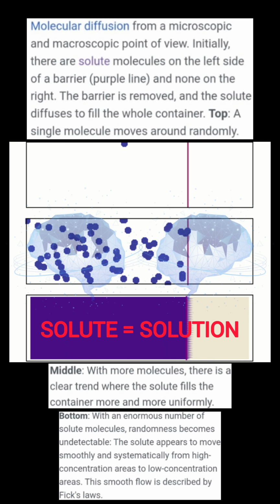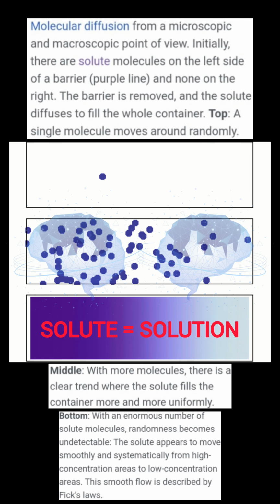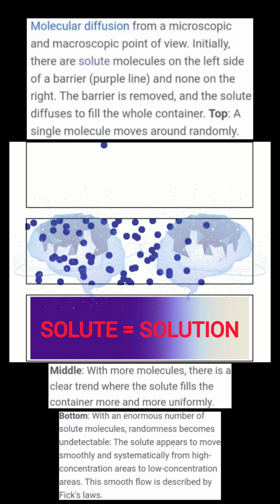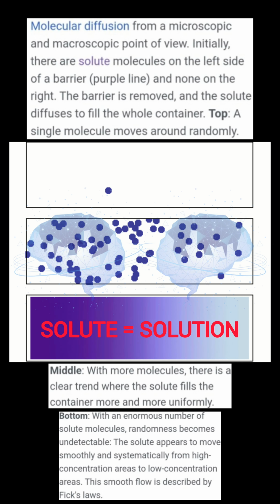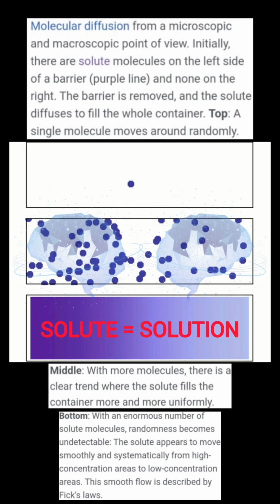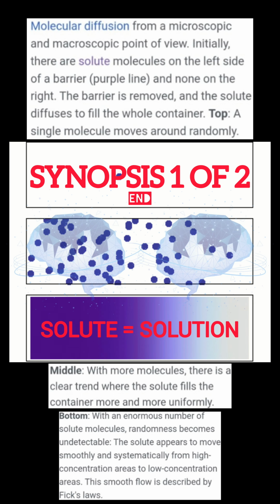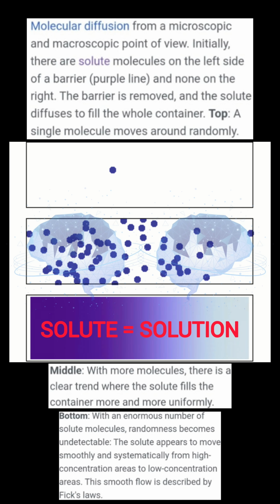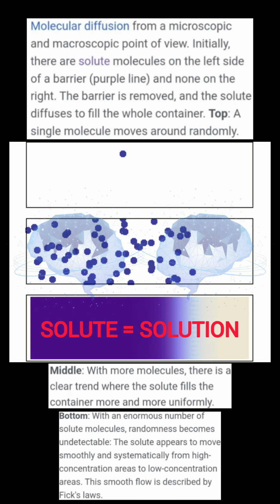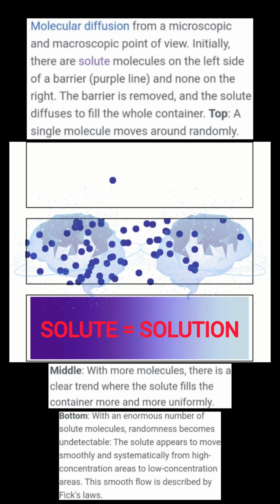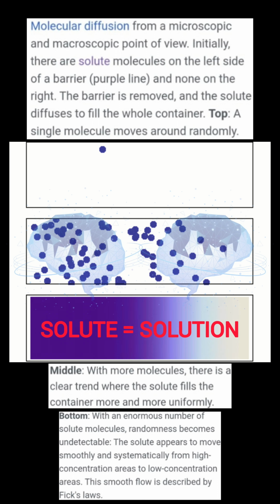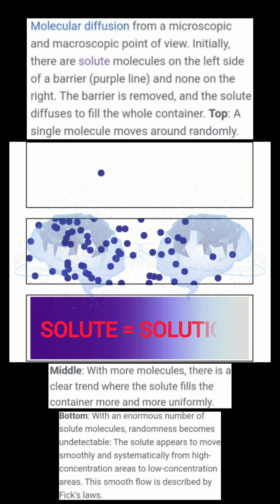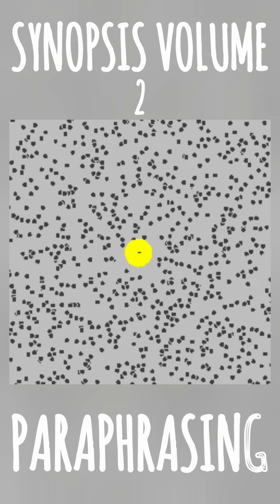Top. A single molecule moves around randomly. Middle. With more molecules there is a clear trend where the solute fills the container more and more uniformly. Bottom. With an enormous number of solute molecules, randomness becomes undetectable. The solute appears to move smoothly and systematically from high concentration areas to low concentration areas. This smooth flow is described by Fick's laws.